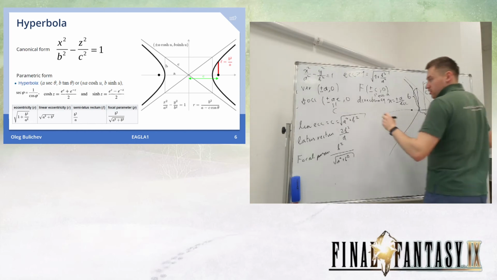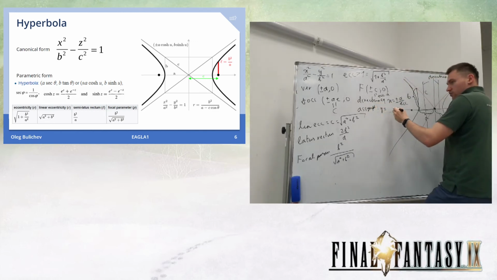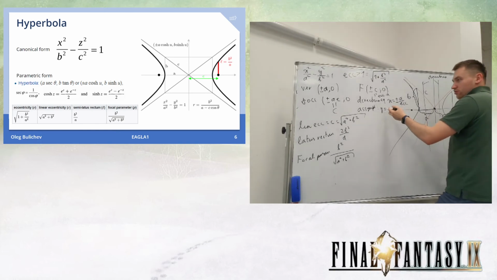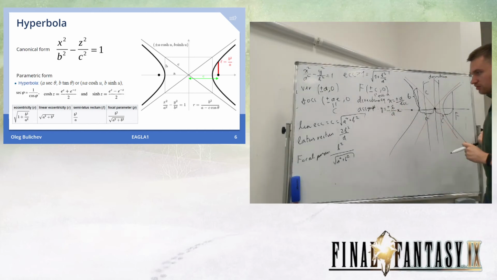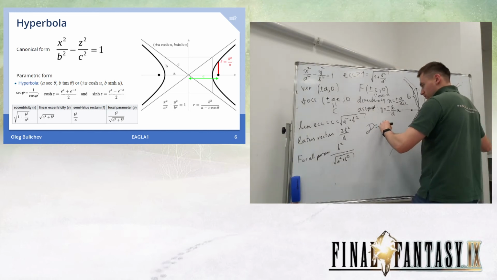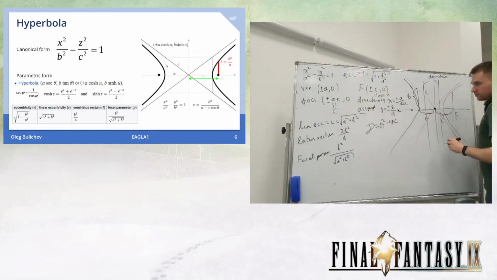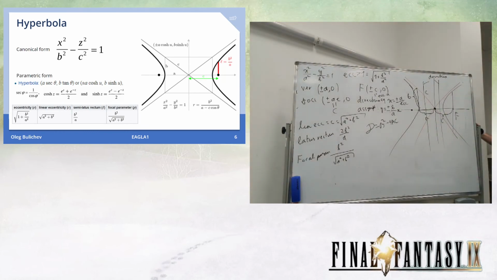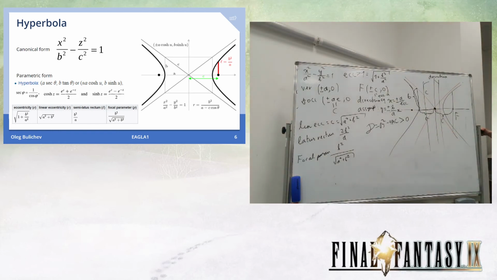What about asymptotes? Y is equal to B over A multiplied by X, and minus B over A multiplied by X. Again, y equals plus or minus B X over A. Yes, nice. What about the directrix? Discriminant, yes. Okay. What didn't we get?